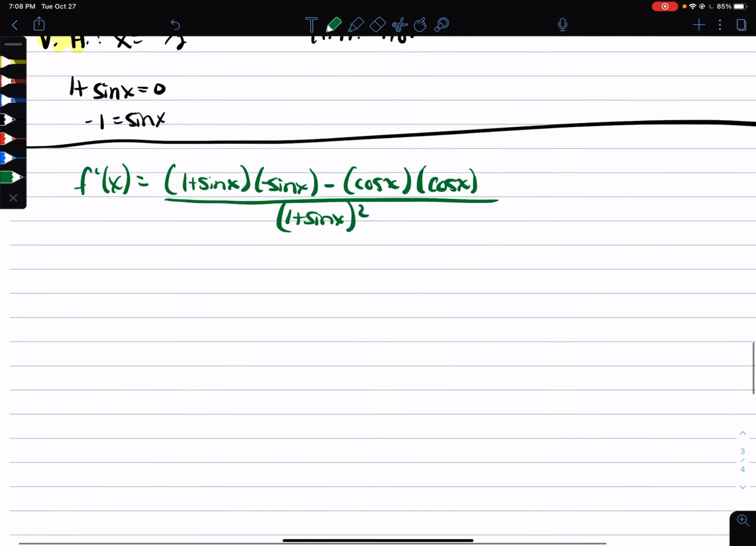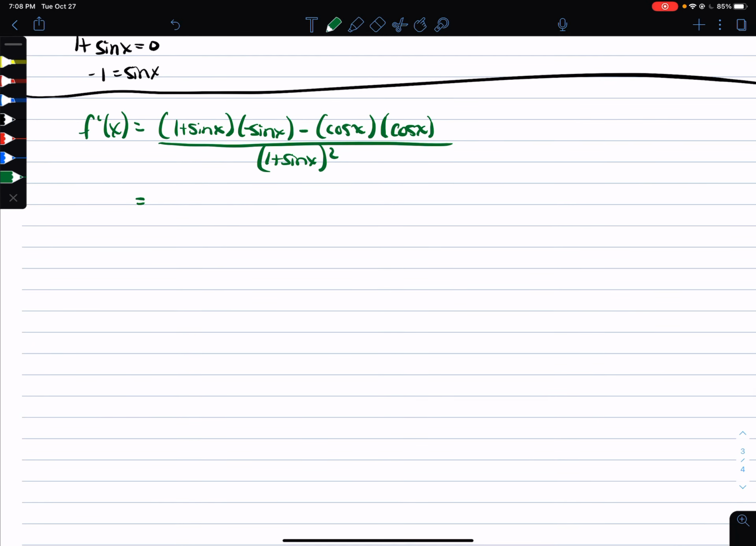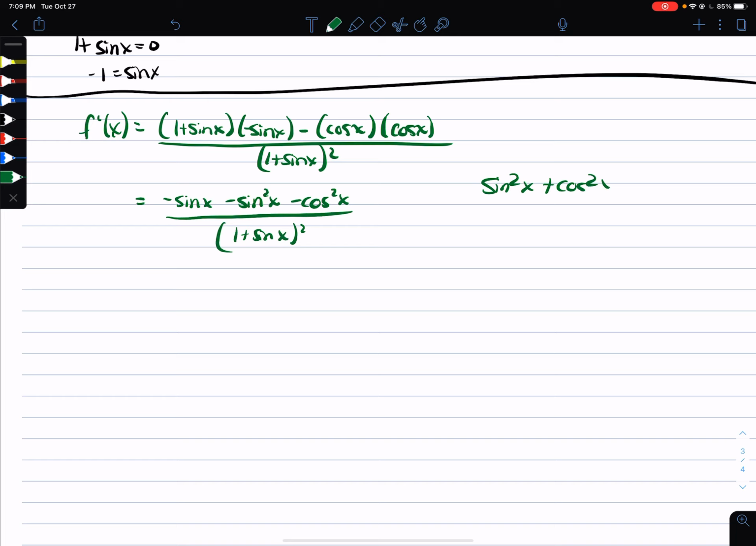And feel free if you want to simplify this on your own and just fast forward, that's cool. What I do want to do is distribute to make some sense of this. Negative sine of x minus sine squared of x minus cosine squared of x, all over 1 plus the sine of x squared. Well, we should recognize that Pythagorean identity there, right? Sine squared plus cosine squared is equal to 1. So if I multiply everything by its opposite and change the signs, negative sine squared minus cosine squared should be equal to negative 1.